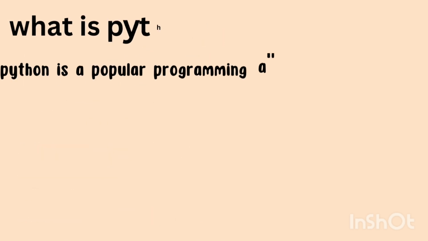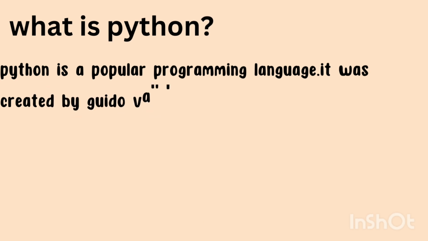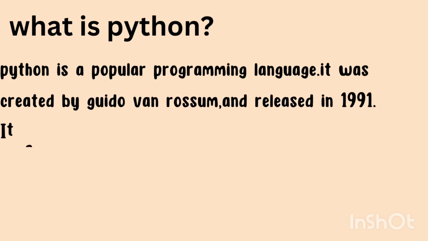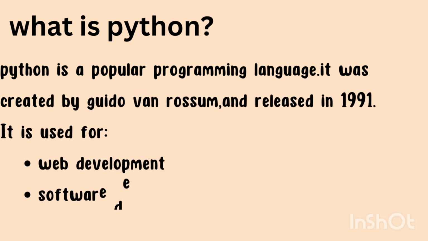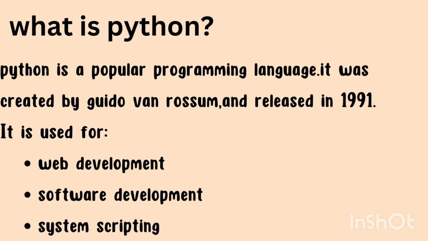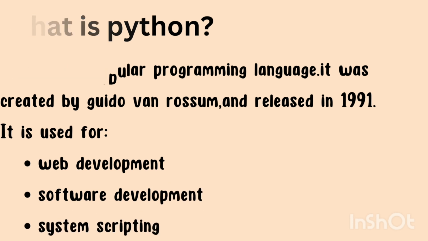What is Python? Python is a popular programming language and it is easy to learn for beginners. Python was created by Guido van Rossum and released in 1991. It is used for web development, software development and system scripting.